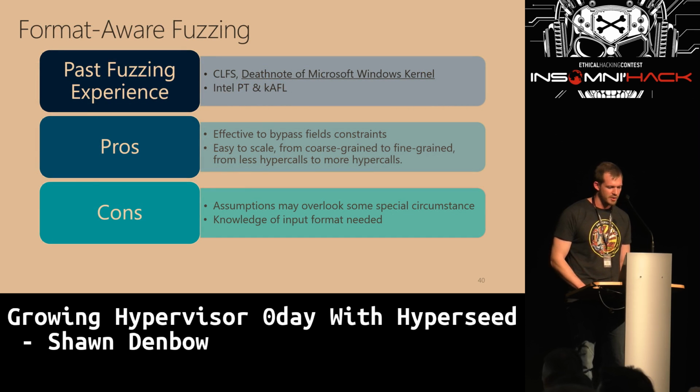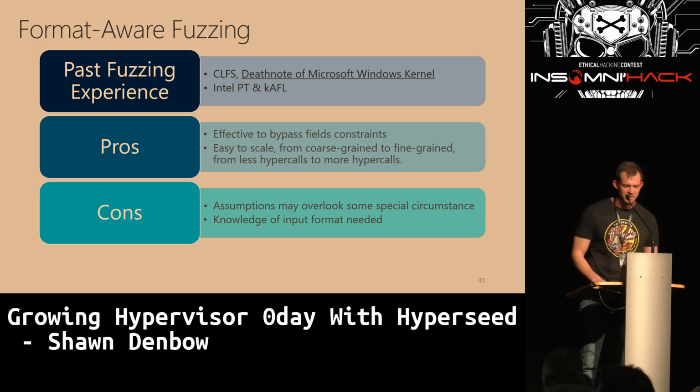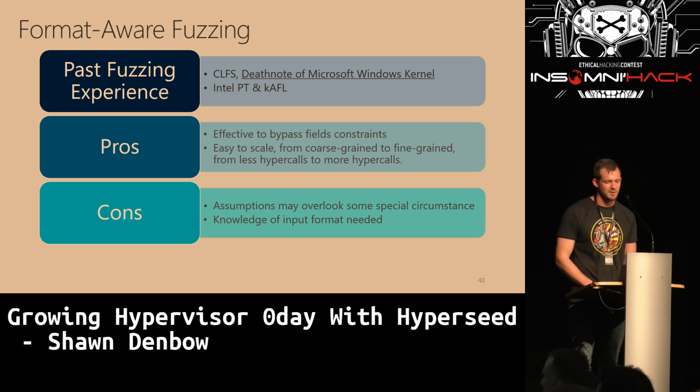All right. So next I want to move on to talking a little bit about format-aware fuzzing. So this is where Daniel usually starts presenting. So for this first point here, it doesn't really apply to me, as Daniel had most of this past experience. But he had a lot of success with this technique, so he wanted to extend it to the hypervisor. And so format-aware fuzzing, it's pretty effective to bypass field constraints, and it's easy to scale. So at first, you can pretty much mutate them in a very dumb fashion, and as you start to get a little bit more knowledge of them, you can start applying certain constraints and kind of reducing your sample size down.